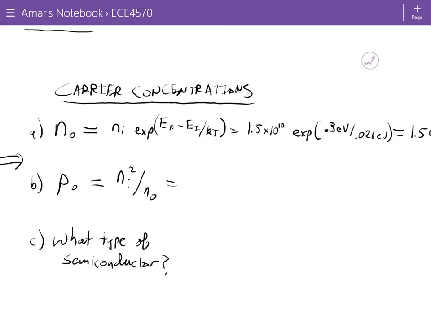But my preference, the faster way to do this, is to use the exponential formulas to calculate one of the carrier concentrations. And once you know one of the carrier concentrations, use np equals ni squared to find the other one. That's the quickest way to do this. All right, so p0 is 1.5 times 10 to the 10.